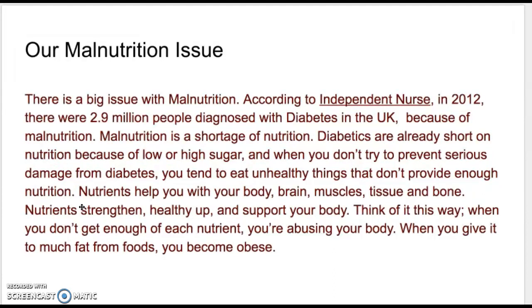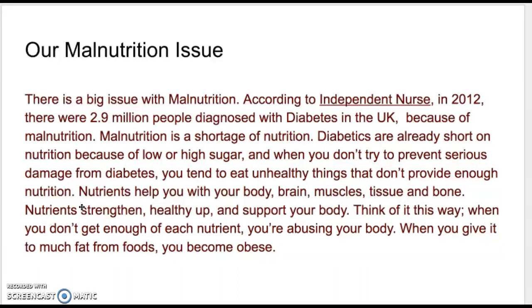Malnutrition is a big problem around the world. According to the Independent Nurse in 2012, 2.9 million people were diagnosed with diabetes only in the United Kingdom due to the shortage or overload of nutrition. Diabetes happens when you have a great intake of sugar or when you don't have enough sugar in your blood. With too much or not enough sugar in your blood, you will not be able to be healthy.